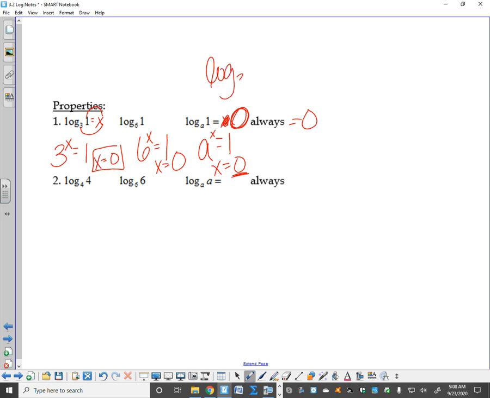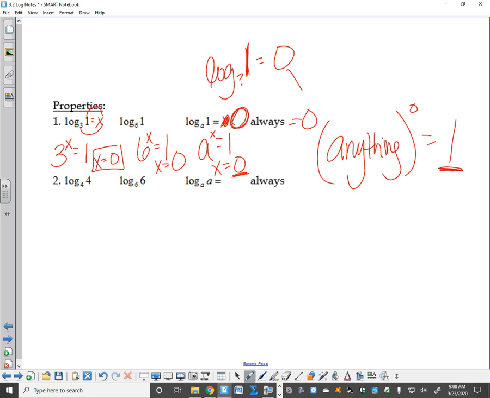So log base, I don't care, of 1 will always equal 0 because I want my result to be a 1. I don't care what your base is, my power needs to be a 0 because anything to the 0 power is a 1. So this 1 is saying, hey, I want my result to be a 1. This being a 0 says, okay, I got you. Your power needs to be a 0. So log base whatever of 1 is always a 0. And that's one you just need to know.